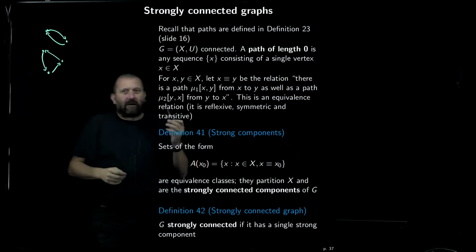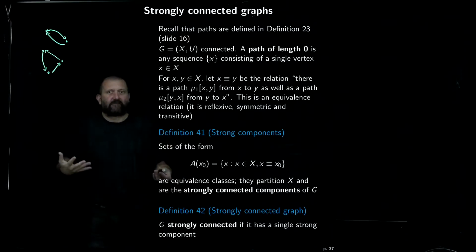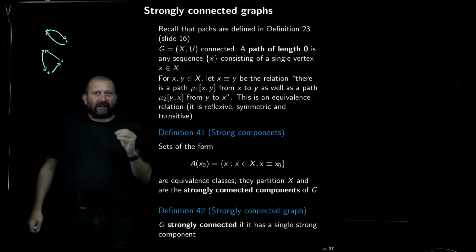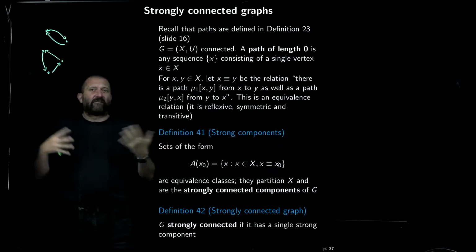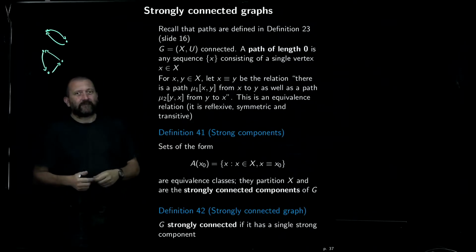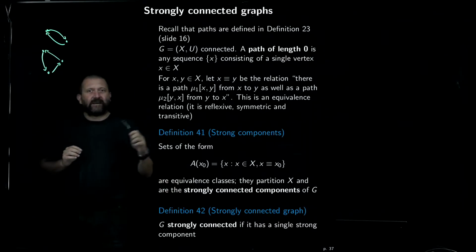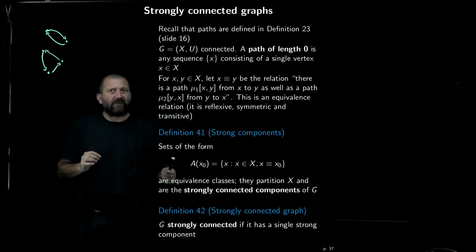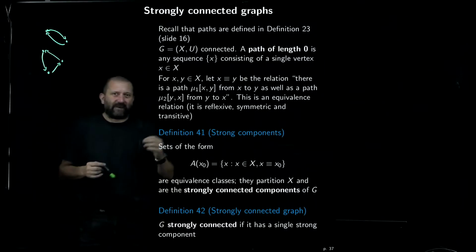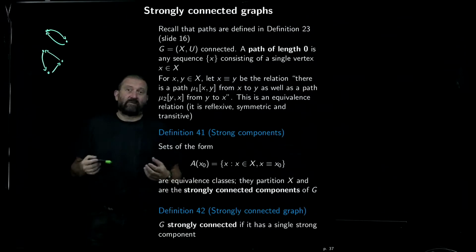Now, when you have an equivalence relation, what's very important is that it allows you to define those equivalence classes. And the nice thing is that you just need one element in an equivalence class to represent all elements, because all the elements in an equivalence class are equivalent. So if we have sets of this form, they are equivalence classes, and they partition the vertex set. Remember that we're denoting X the vertex set. They partition the vertex set, and they are what we call the strongly connected components of G.